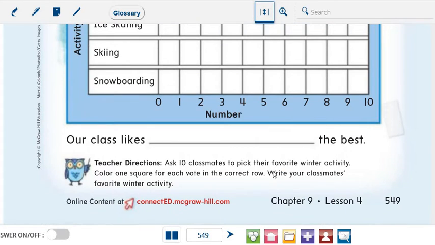Let's read the activity. Ask 10 classmates to pick their favorite winter activity. Since you are at home, grade 2, ask your family members. Ask 10 family members to pick their favorite winter activity. Color one square for each vote in the correct row.